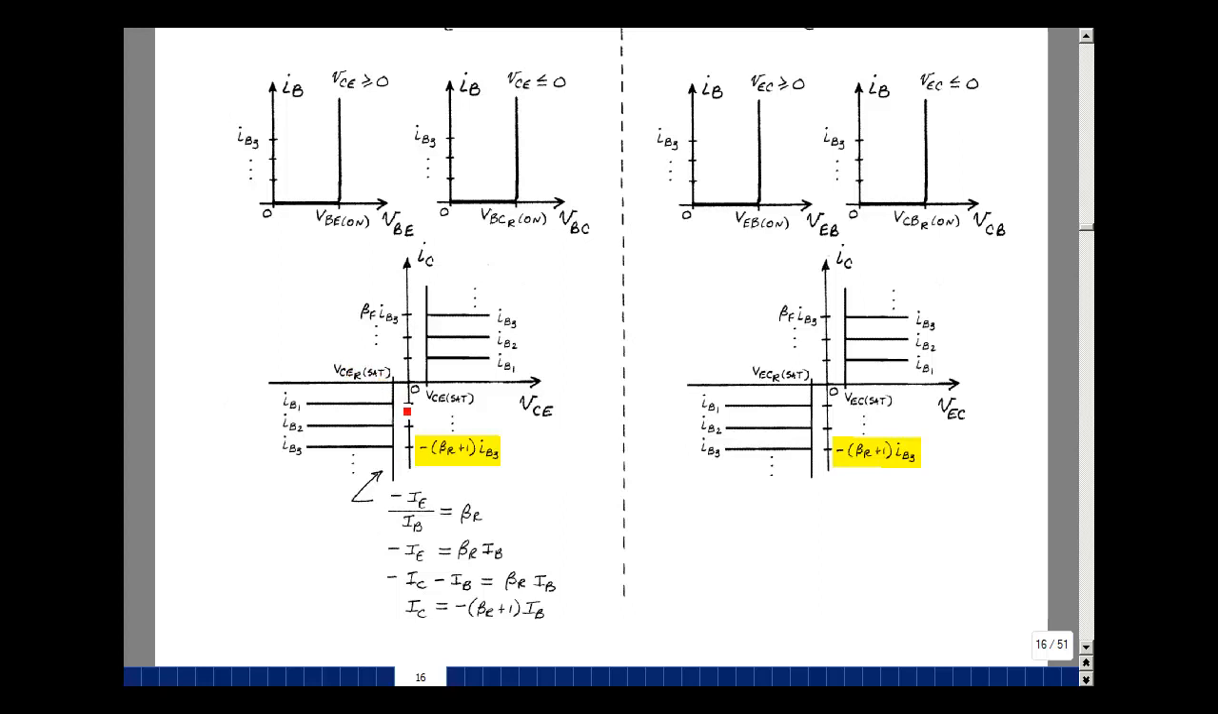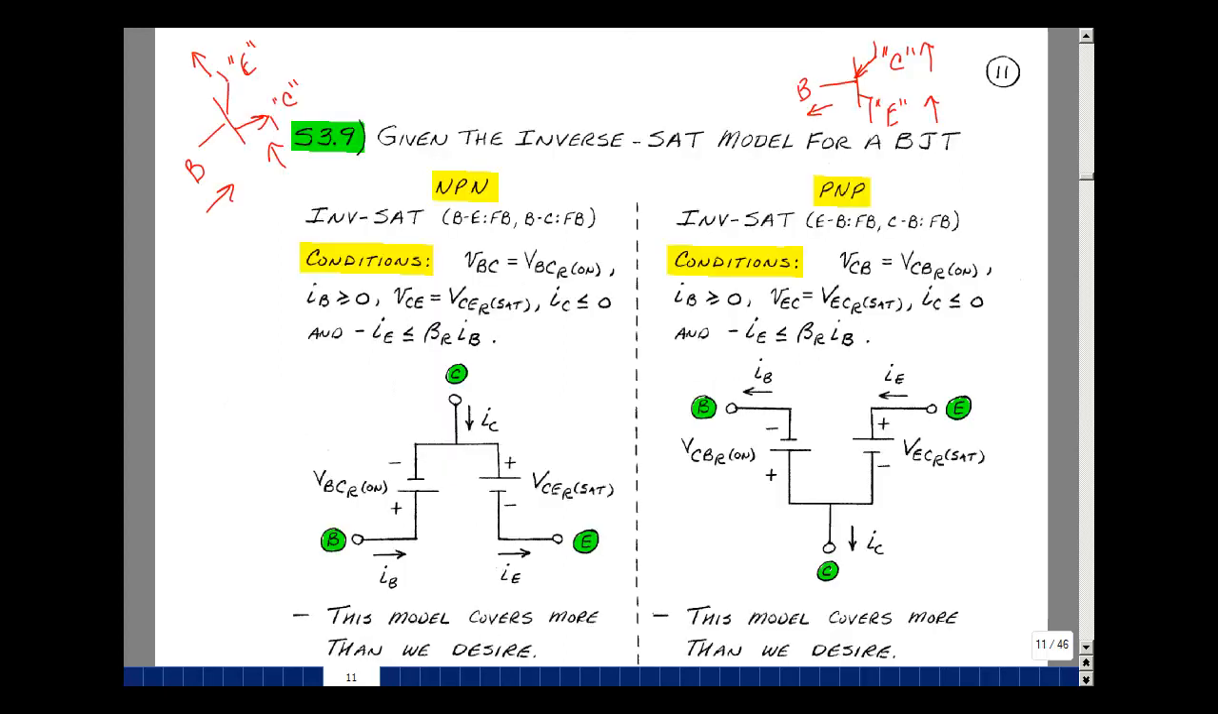And then one more condition. We had this from the Ebers-Moll model. What I want to argue is that when you're operating along here, you have an inequality. You have less than or equal to beta R. Let's go back to our supplemental problem and see if we can argue that. These are the conditions we just flagged.